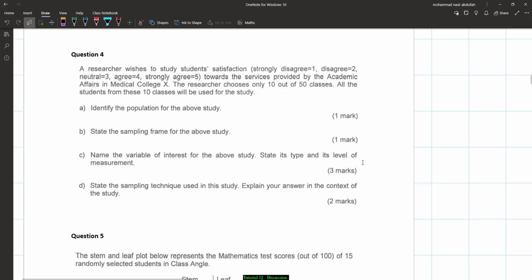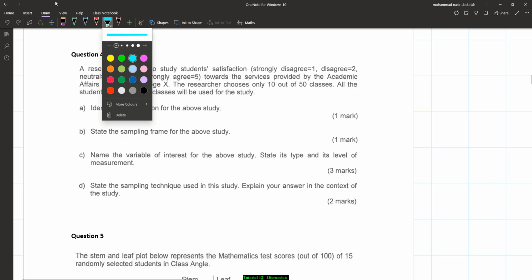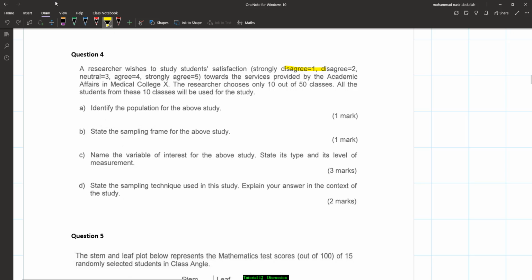Right. So question number 4. A researcher wish to study student satisfaction. So this is chapter 1 my question. Student satisfaction: strongly disagree, neutral, agree and strongly agree. So this is a Likert scale. Kita panggil Likert scale. So Likert scale is an ordinal scale, ordinal level of measurement. So towards service provided by academic affair in medical college X, a researcher choose only 10 of 50 classes. All students from this class will be used for the study.